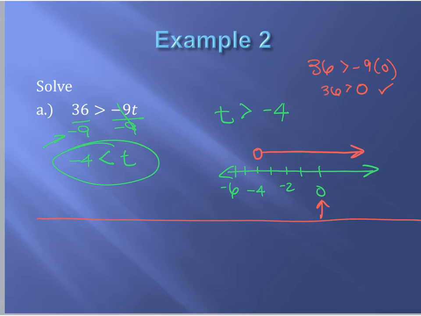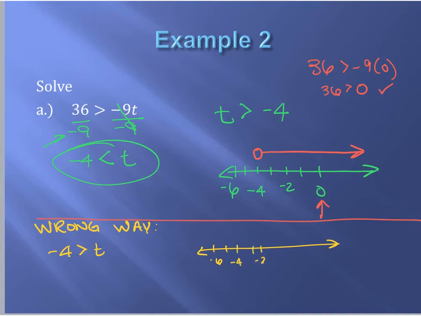Now, had we not changed the inequality, so this is the wrong way. Okay, I'm just going to show you what would have happened. Had we left this as -4 is greater than t, and we plotted this out on a number line, so we'll say -6, and I would have put my open circle on -4 still, and if I write my variable first, I have t is less than -4. So that tells me that we're going this direction.